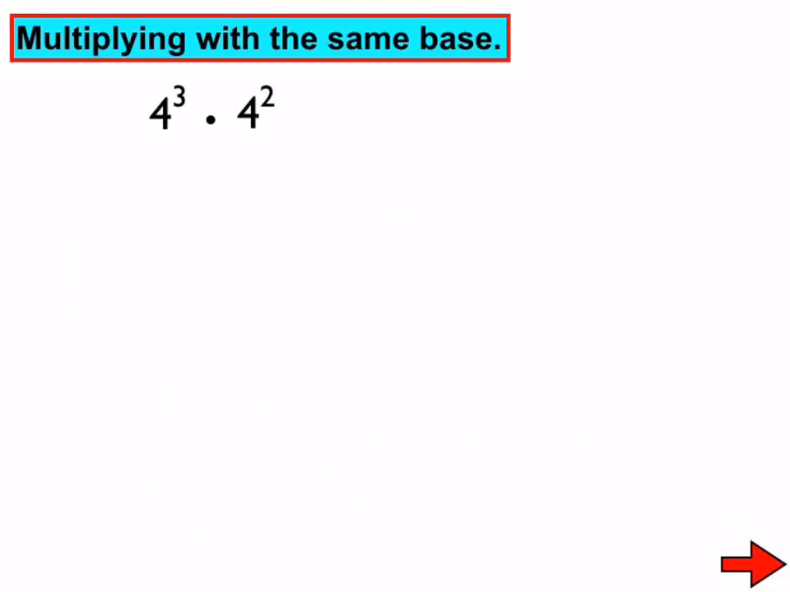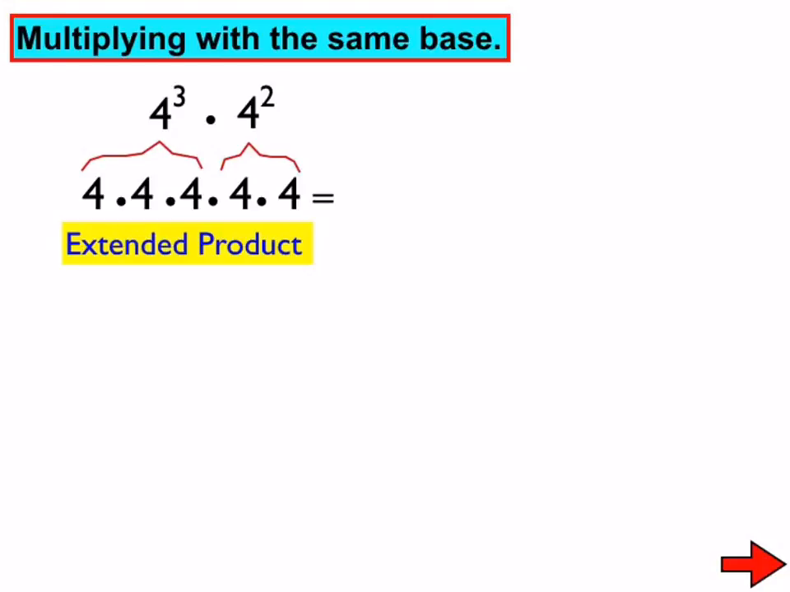Now multiplying things with the same base. If we think about this in terms of an extended product, 4 to the third times 4 to the second means 4 times 4 times 4, that comes from 4 to the third, times 4 times 4, coming from the 4 to the second power. And if we are supposed to write that as a base with a single exponent, that would tell us that we have 4 to the 5th power, because we have 5 4s that we are multiplying together.